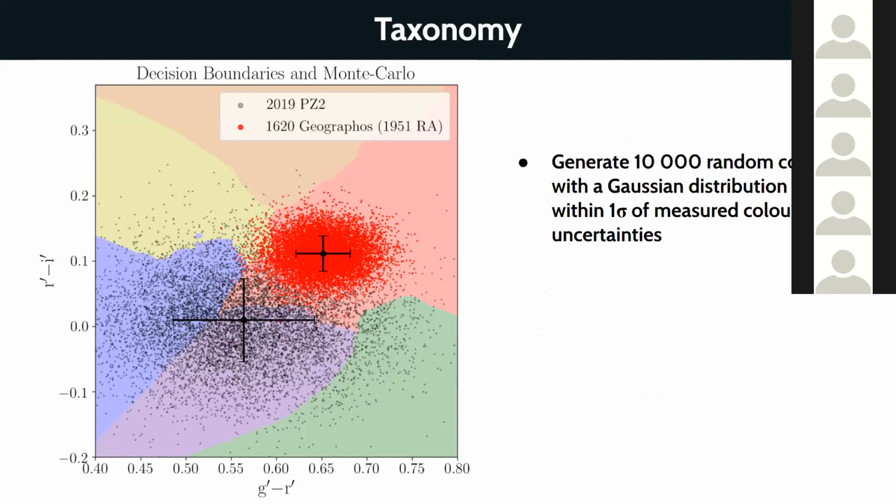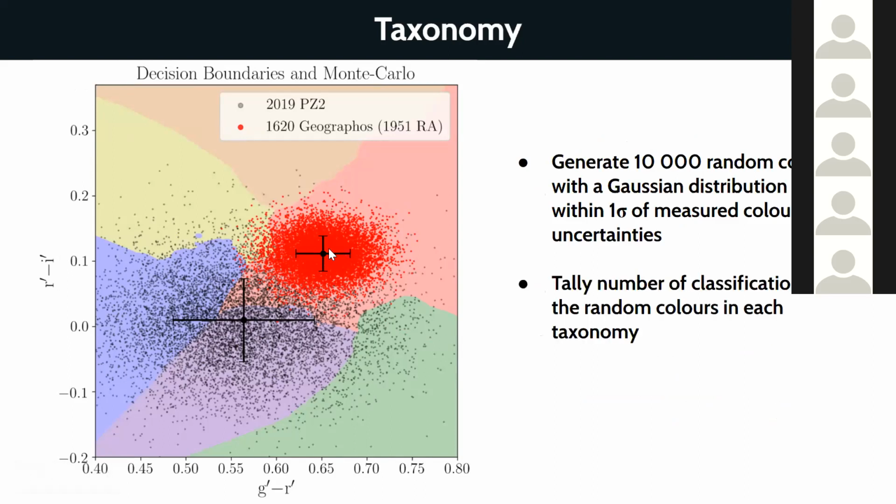We generated 10,000 random colors with a Gaussian distribution within 1 sigma of the measured color uncertainties. And this is demonstrated here for 2 of the targets. Then we would just tally up all of the classifications in each taxonomy and calculate the probability. And if that probability was greater than 50% in a specific taxonomy, then I would assign it a distinct taxonomy.